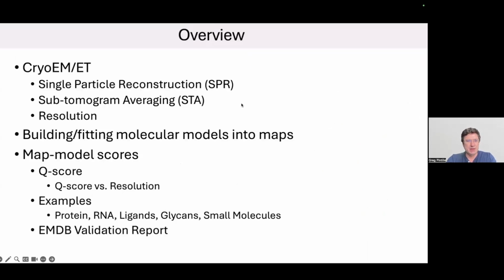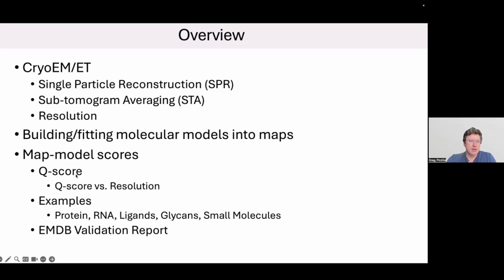It's a privilege. And what I'll be talking about today is I'll start with just a very quick background on cryo-EM and ET, so we're on the same page. And then I'll get into building and fitting molecular models into these maps, which is something that I've been working on for many years. And I'll get into map-model scores, which help us to assess how well maps are resolved, how well models are supported by the experimental cryo-EM maps that we see.